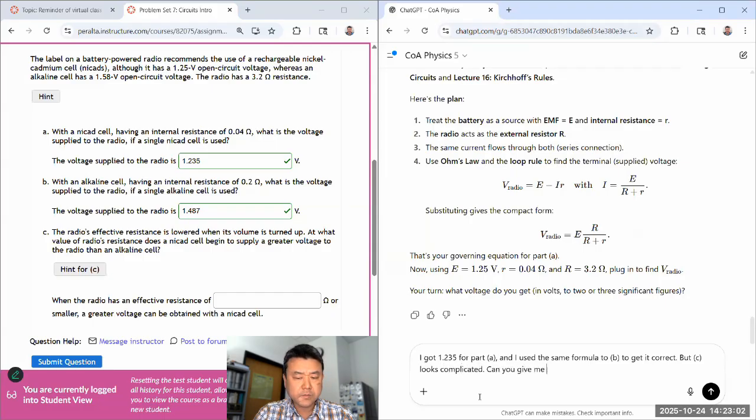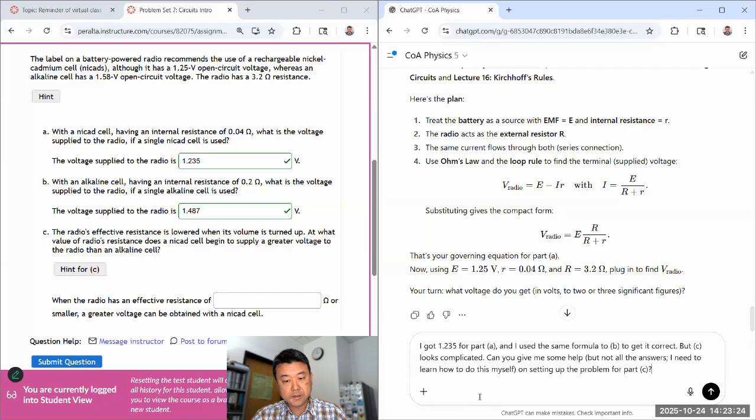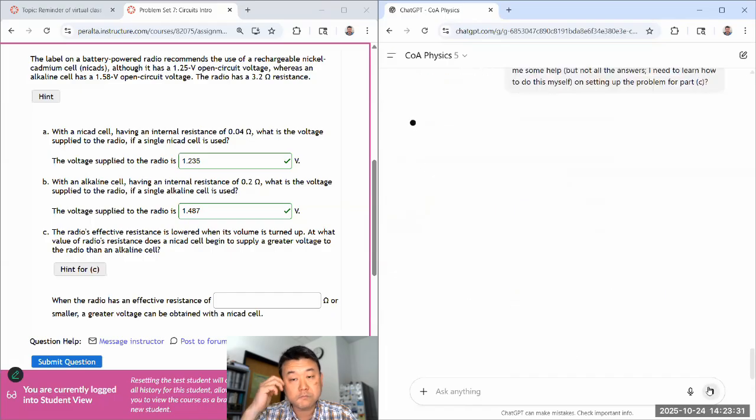Can you give me some help? But not all the answers. I need to learn how to do this myself. Otherwise, I think it's gonna just give me all the answers. Can you give me some help on setting up the problem for part C? I don't think I need to paste again because it already has part C, so you should be able to refer back from the earlier image to know what part C is, ideally.